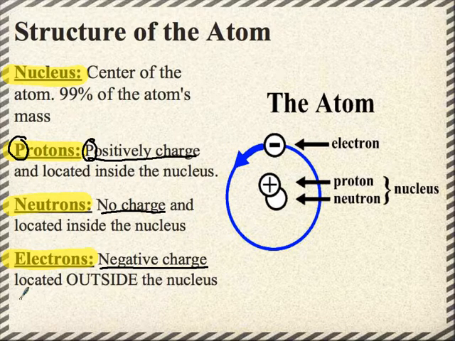How do I remember neutrons? I just think of how the word neutron starts. It starts with neutr, neutrons, neutral. All right, and then the last thing is electrons.